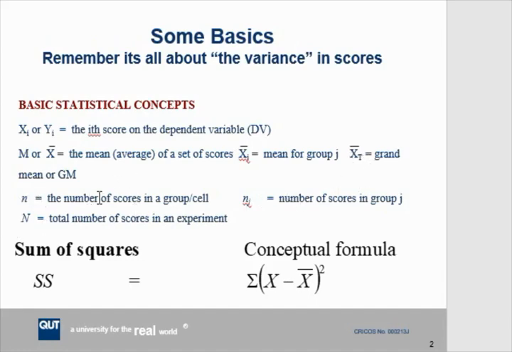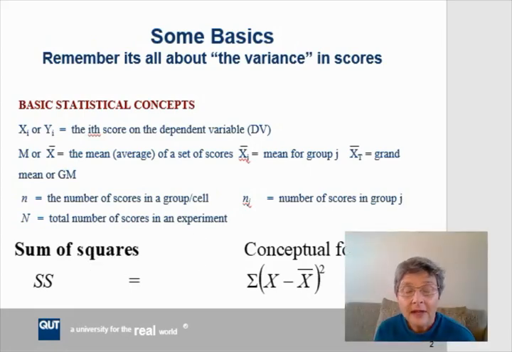Remember, little n is the number of scores in a particular group or cell. Big N is the number of scores in our whole experiment. And again, if we use our little annotations here, Nj is simply the number of scores in the jth group, in group J. And finally, our fundamental building block for all of the stats that we do, our sums of squares. Remember, that is just how far each individual score is away from the group mean, squared to get rid of the sign, and summed for each individual.